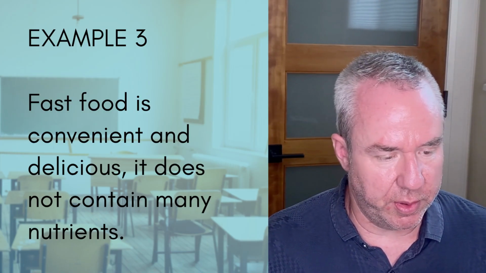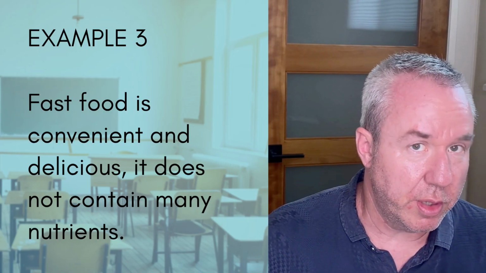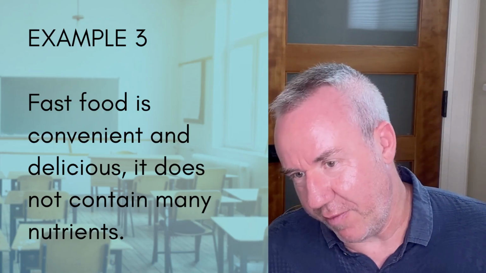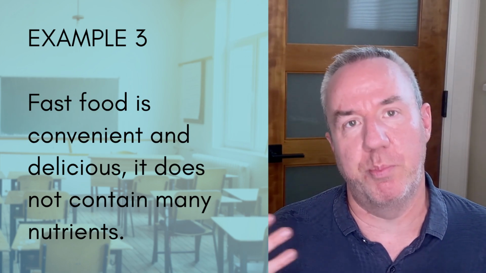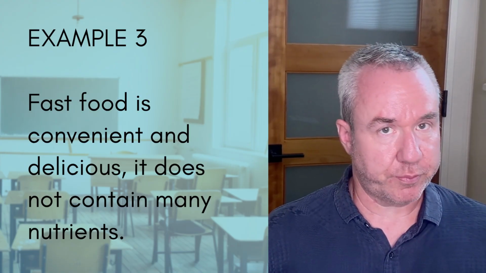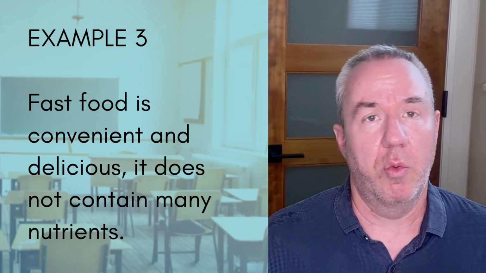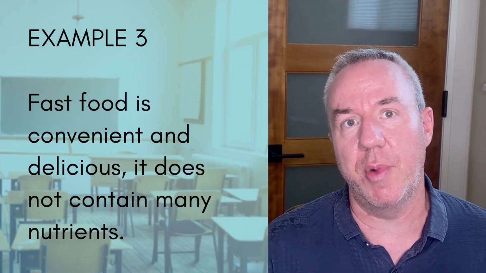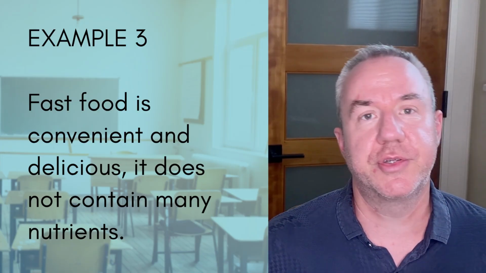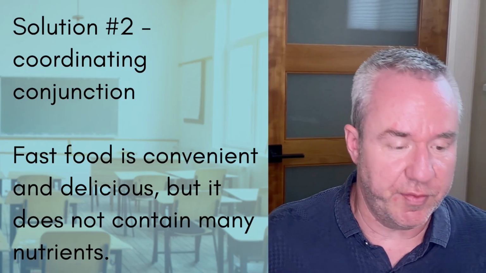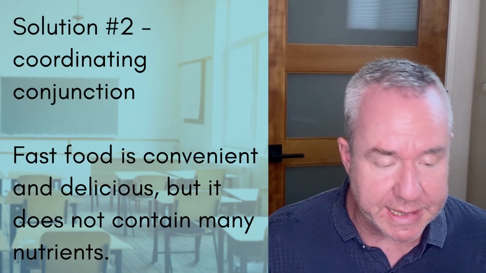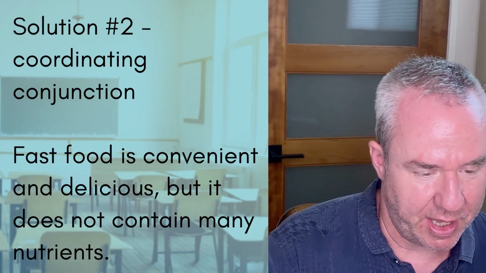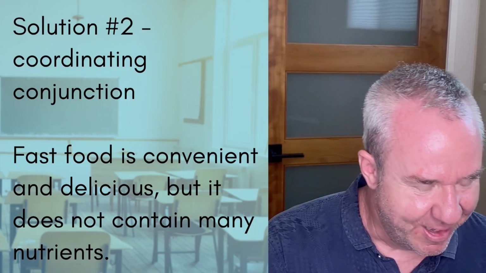We can do this in a couple of different ways. So we're saying, although it is convenient and delicious, however, right? So that's a situation where but might be a good coordinating conjunction. Remember, every time you put in the coordinating conjunction, there is still that comma before it. So we could say, fast food is convenient and delicious, comma, but it does not contain any nutrients, or many, if any. Beautiful, beautiful.